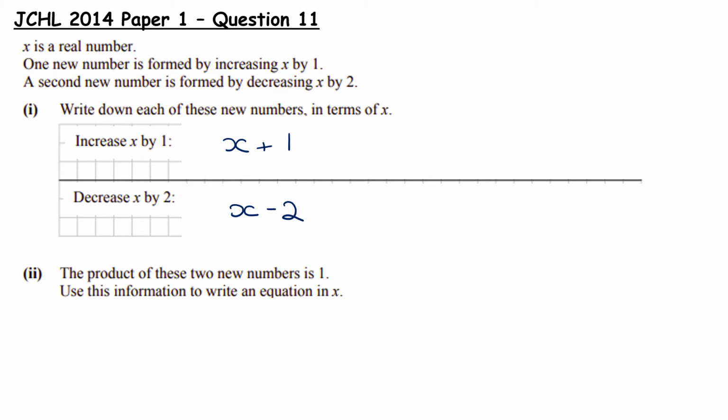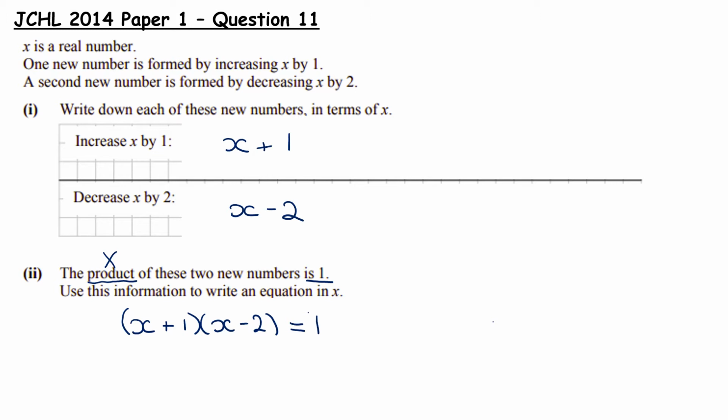The product, okay, so product is the answer when we multiply. The product of these two new numbers is 1. Use this information to write an equation in x. So when I multiply x plus 1 by x minus 2, the answer is 1. So it equals 1. Okay, so this is my answer.